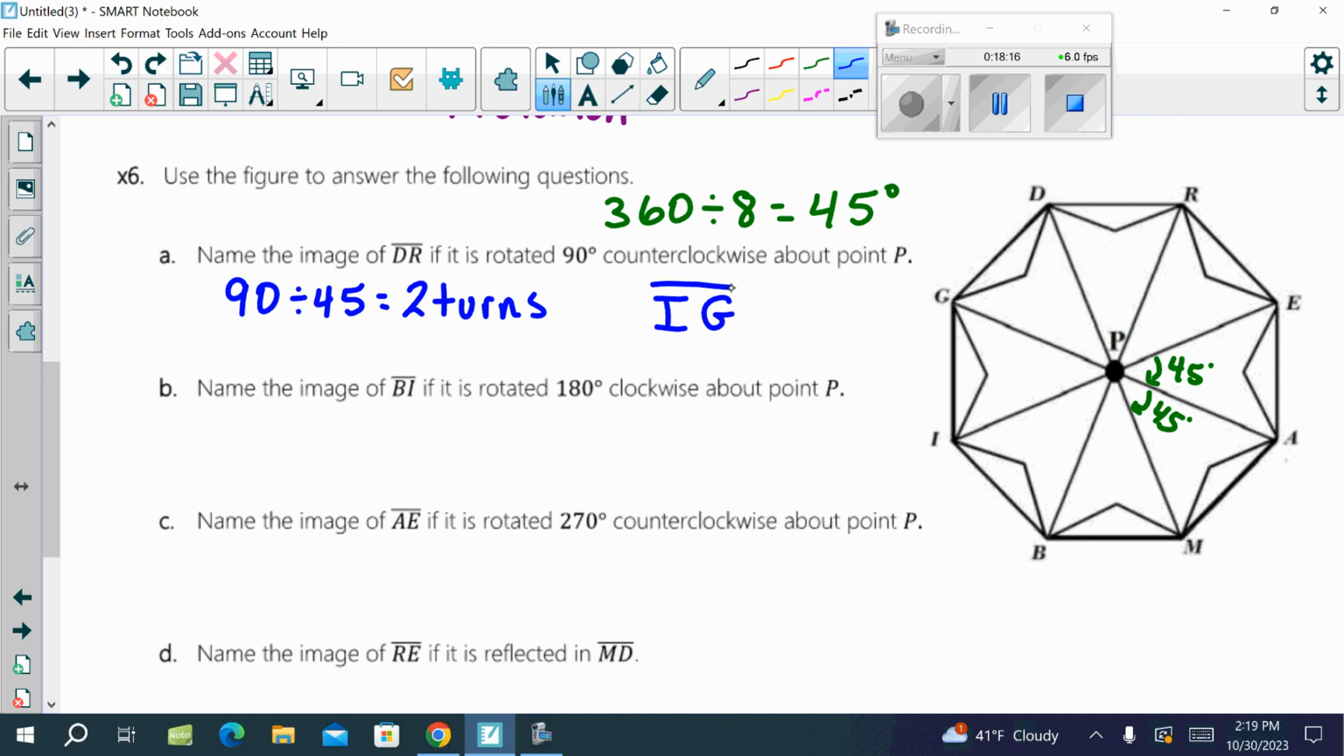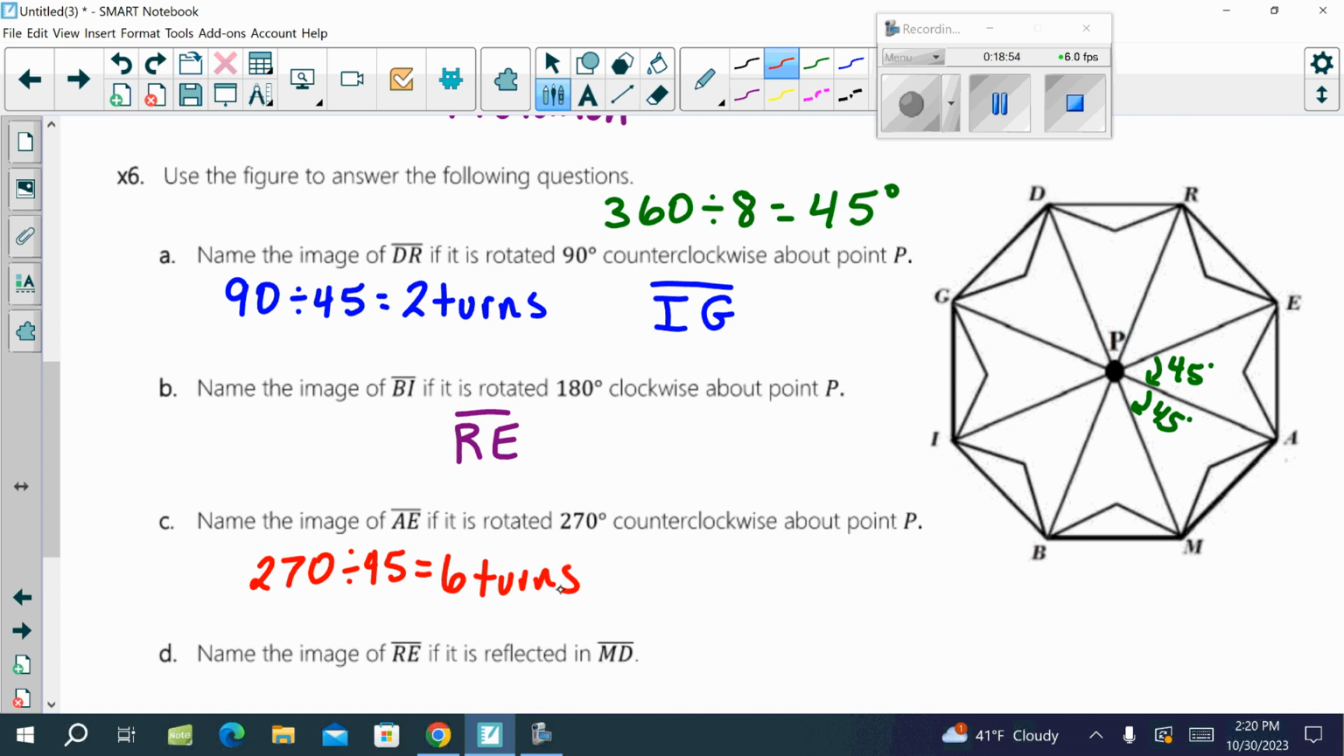Okay, BI needs to be rotated 180 degrees clockwise. 180 degrees would just be opposite. So BI, what's the opposite of that? RE. You can also say ER. Okay, what about AE? We need to rotate 270. So how many turns is 270? 6 turns. 270 divided by 45, 6 turns.